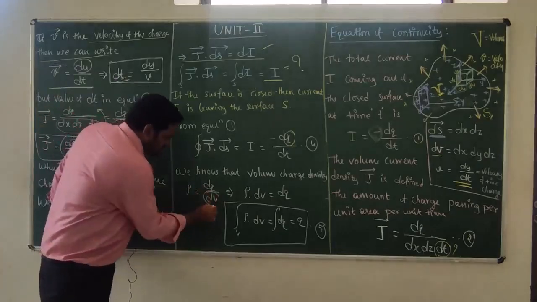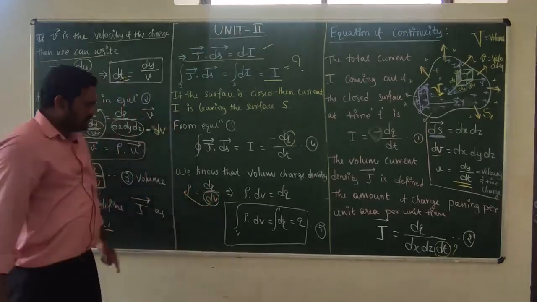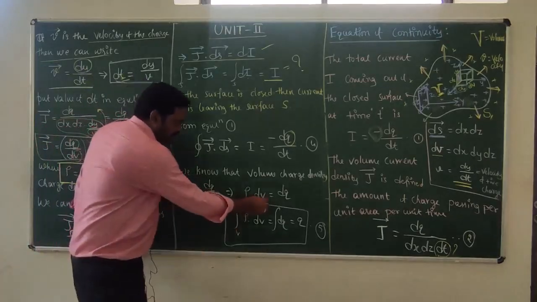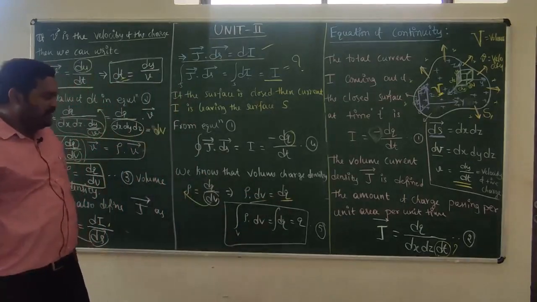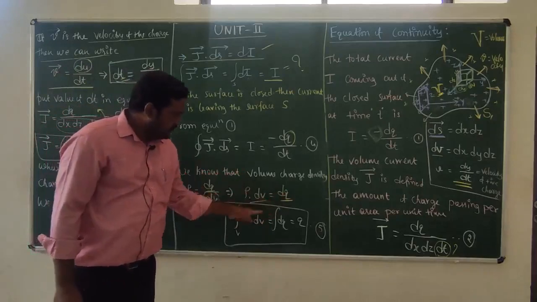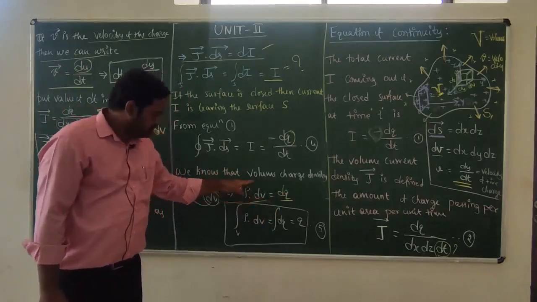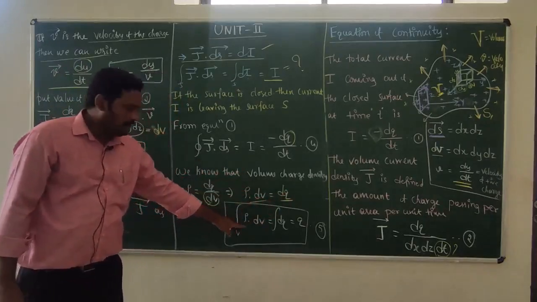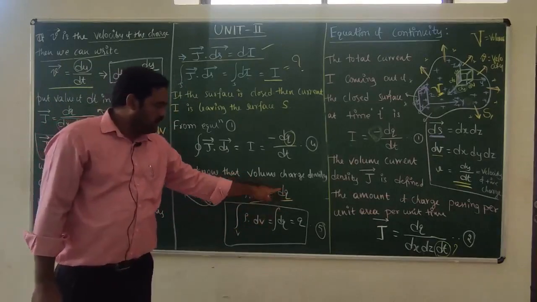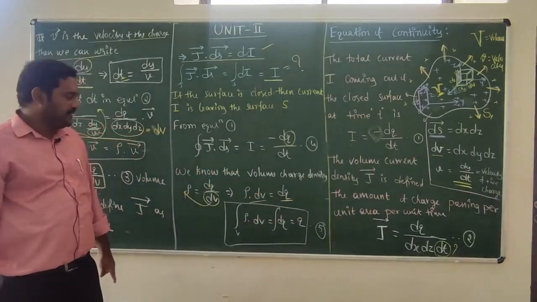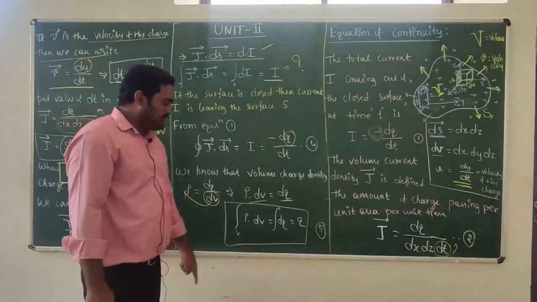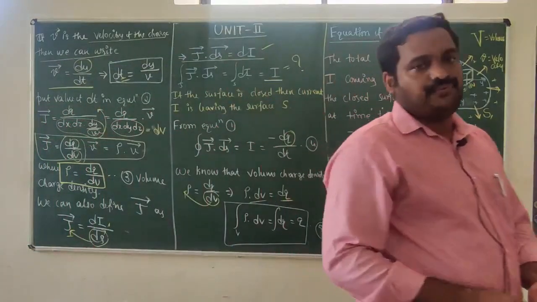Now bring this dv to the left hand side, and we get rho dv is equal to dq. Now integrate this. Here we have a volume element, so the volume integral of rho dv is equal to the integration of dq, which is equal to q. Integration of dq is equal to q. Take this as equation number 5.